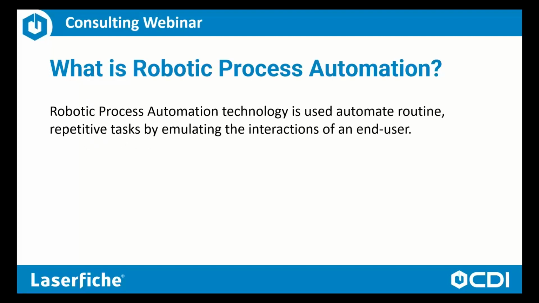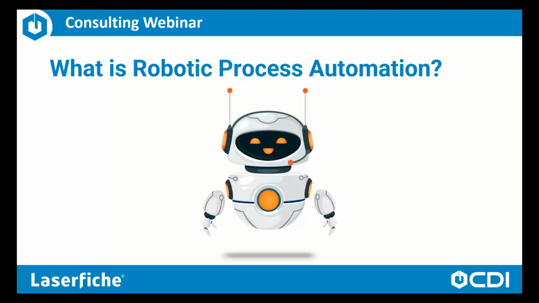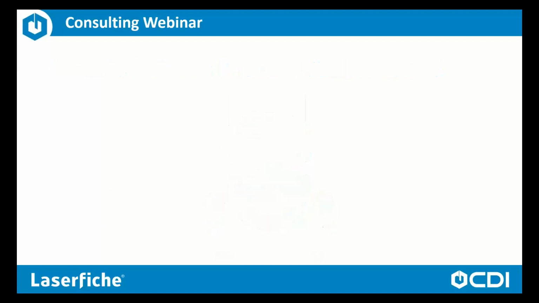So what is robotic process automation? Robotic process automation technology is used to automate routine, repetitive tasks by emulating the interactions of an end user. So it's a robot, right? Not really. The robot in RPA refers to the software bot installed on a computer and not a physical robot, as fun as that would be.